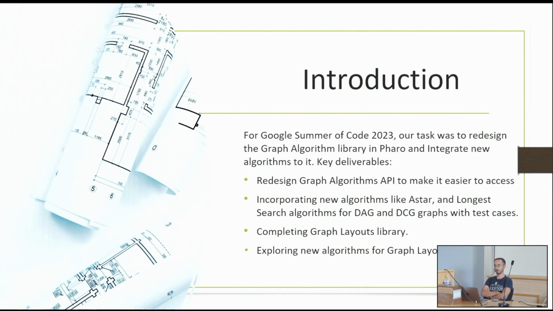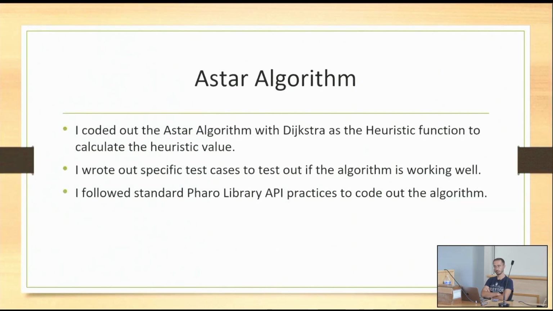Our key deliverables were to redesign the graph algorithms API to make it easier to access and incorporate new algorithms like A star and longest path algorithm for DAG and DCG. I was also tasked to complete the graph layouts library that was previously built and explore new algorithms for this particular library.